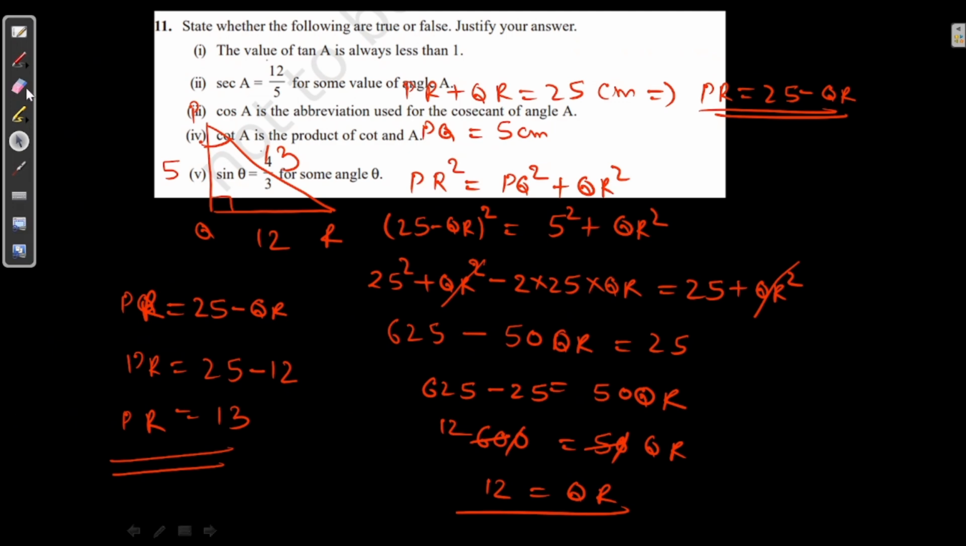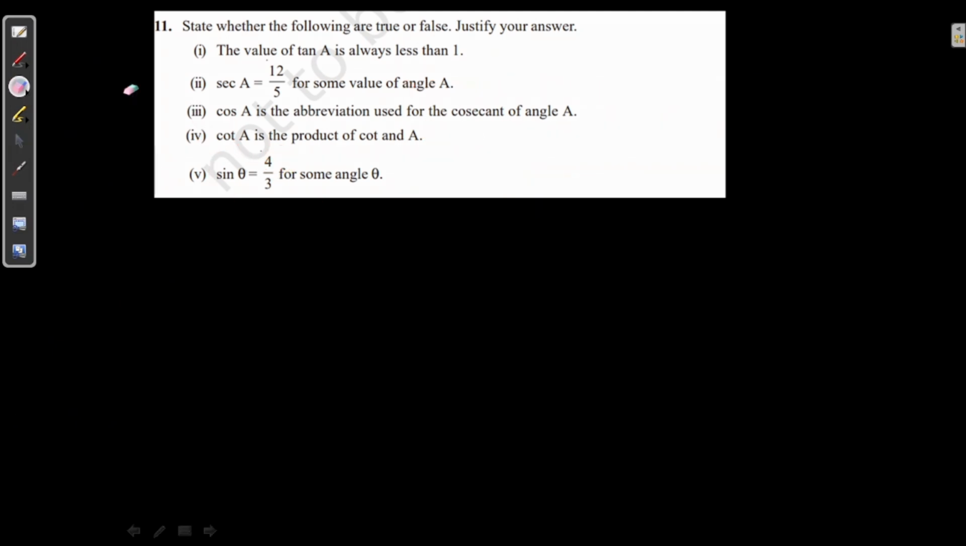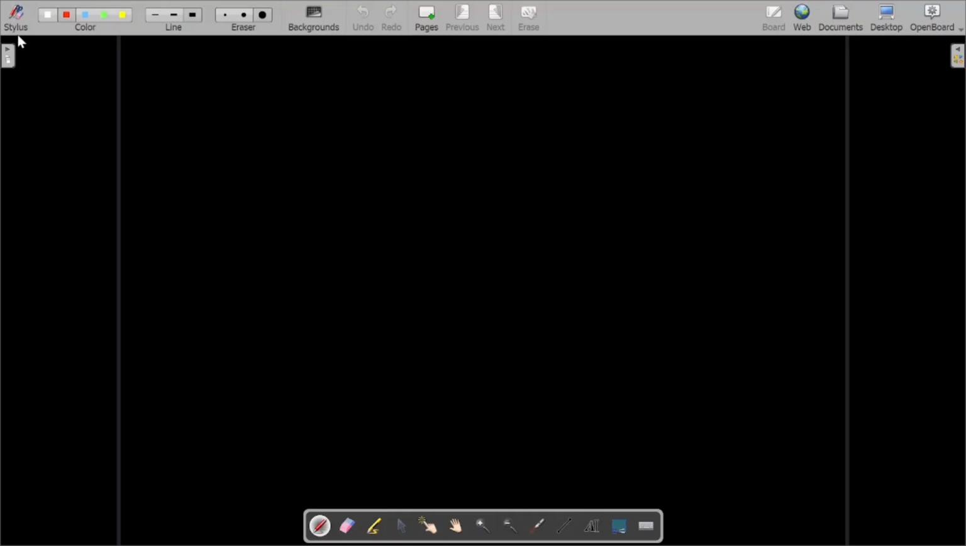The question number 11. That is purely conceptual questions. What they are saying, we have to just say true or false, and then we have to justify our answers. So that justification is needed.